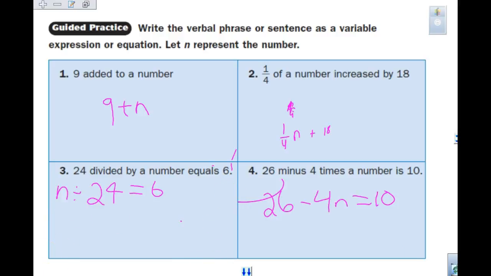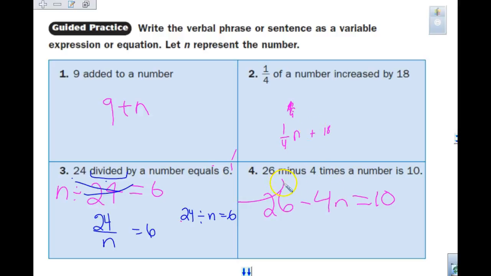When we take a look at that last one, it should have been 24, and I would either take it this way divided by n equals 6, or I'd take 24 divided by n equals 6. They are usually telling you the order. This first, division, number, okay? So just be really careful. 1/4 the number plus 18. Again, we just talked about how the other ways we could write that.